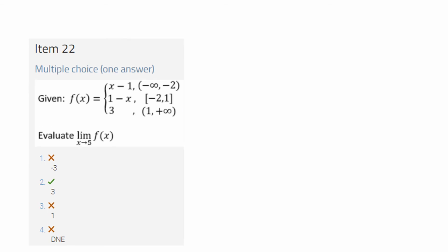The second, this is 5. And 5 is found on this interval. So that means it just repeats. Constant function. The answer is 3.